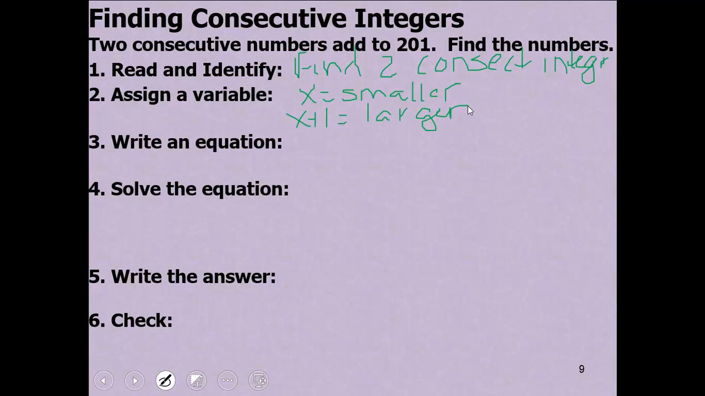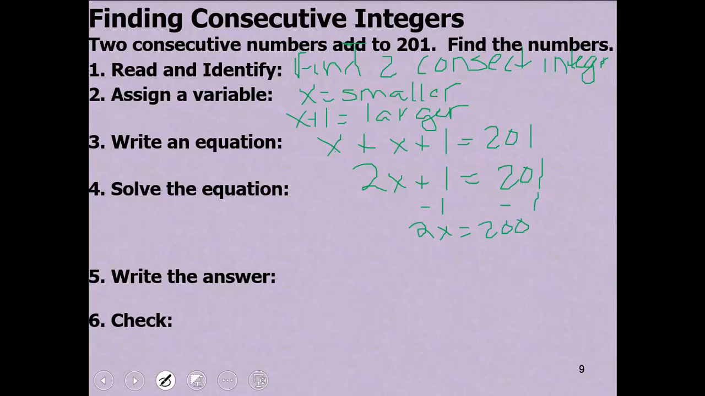Okay. Write an equation. Those two numbers added together have to equal 201. So x plus 1 has to equal 201. Now I have to solve the equation. What's x plus x? 2x plus 1 has to equal 201. I'm going to subtract 1. So that says 2x has to equal 200 and x has to equal 100.